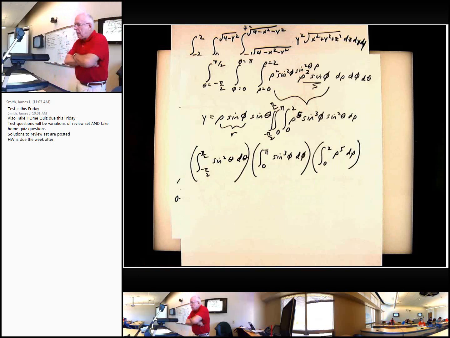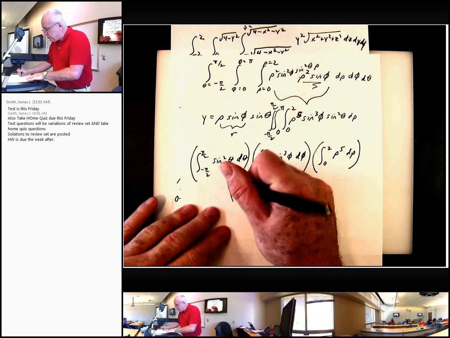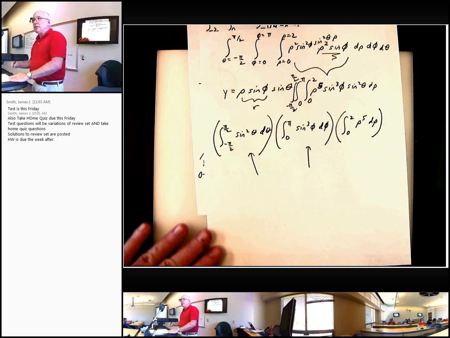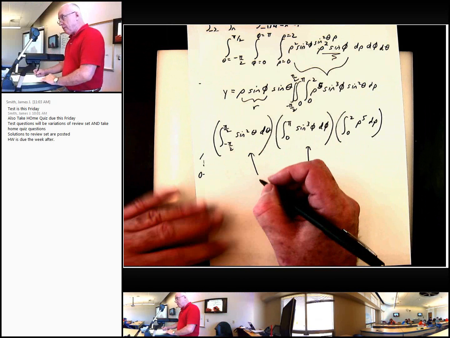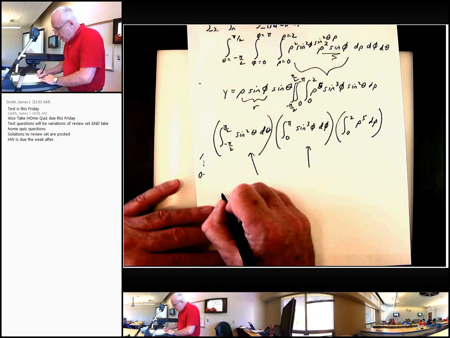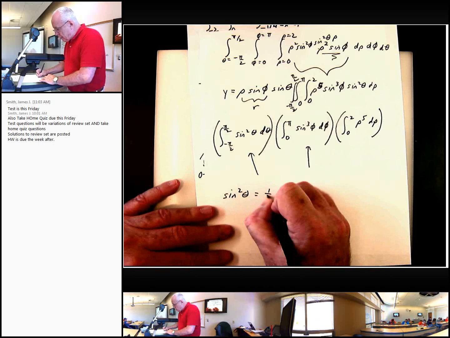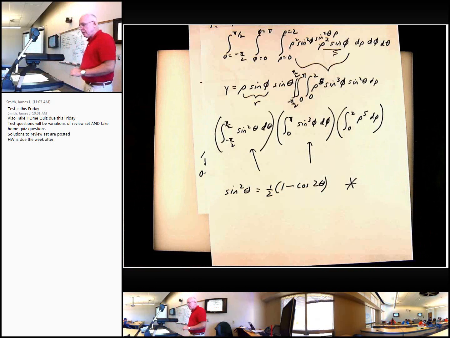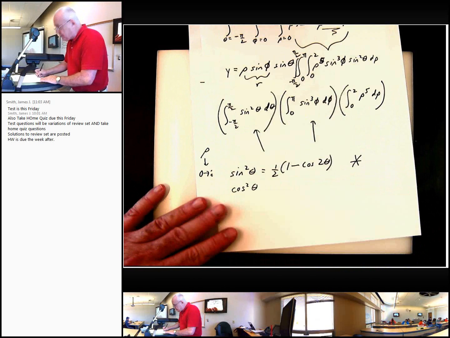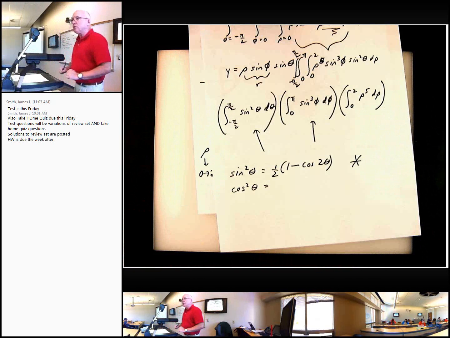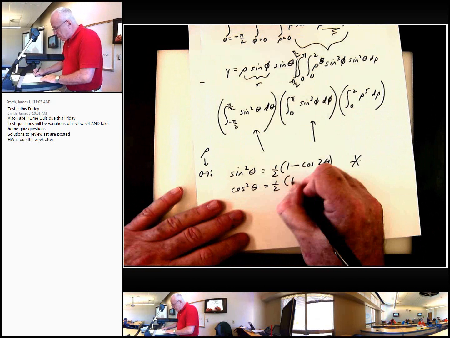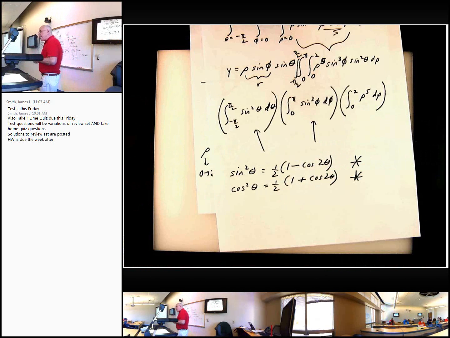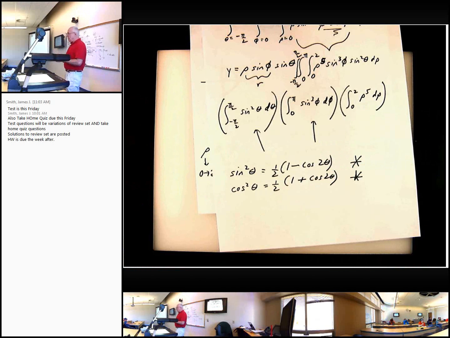What I want to look at are these two here, just to make sure we're okay. I expect you guys to remember this following pair of trig formulas for the exam. Sine squared of theta is 1/2 times 1 minus the cosine of 2 theta. I expect you to know that. And its sister formula, so to speak, cosine squared of theta is equal to 1/2 times 1 plus cosine of 2 theta. I expect you guys to have that in your trig repertoire by this point in time.